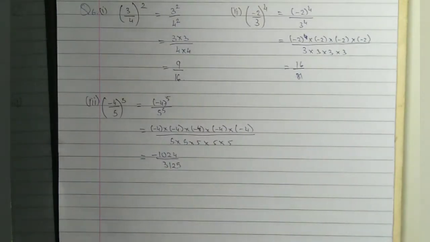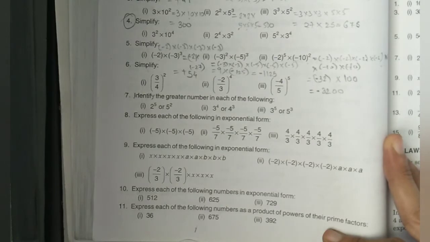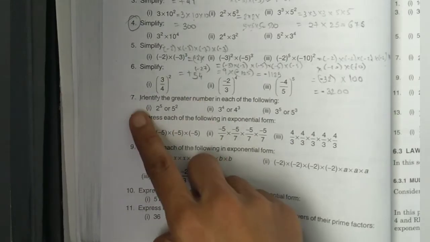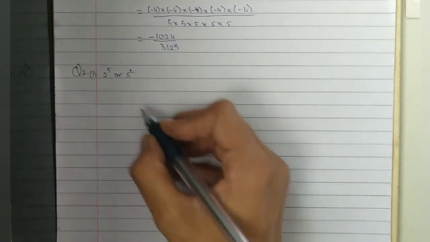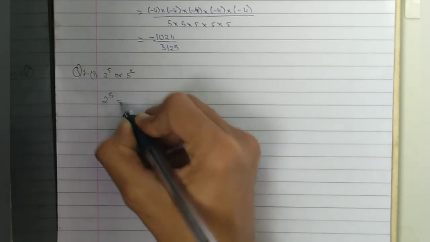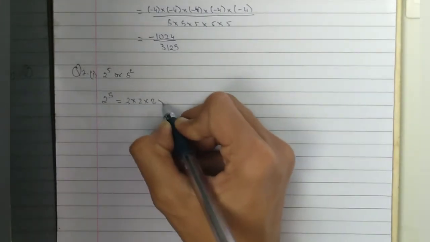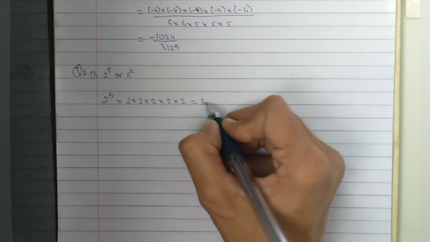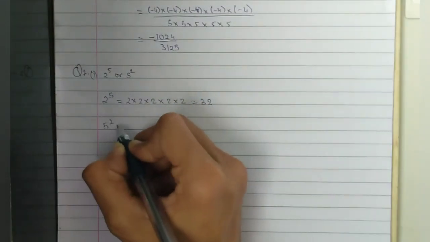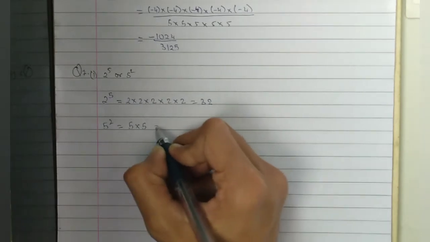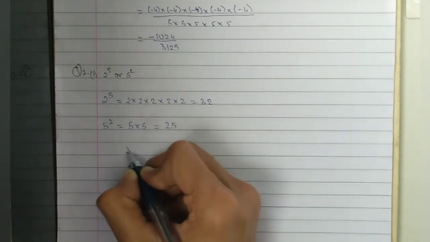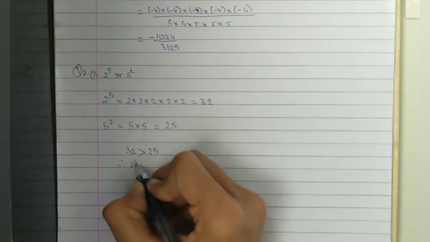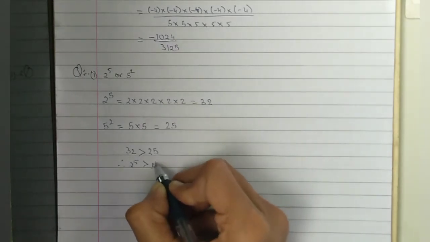3125. Question number 7. Identify the greater number in each of the following: 2 raised to 5 or 5 raised to 2. Which one is greater we have to find. First of all, we'll split this up. 2 raised to 5 is equal to 2 into 2 into 2 into 2 into 2. So 2 2s are 4, 4 2s are 8, 8 2s are 16, 16 2s are 32. And 5 raised to 2 equals 5 into 5, which is equal to 25. So 32 is greater than 25. So therefore 2 raised to 5 is greater than 5 raised to 2.